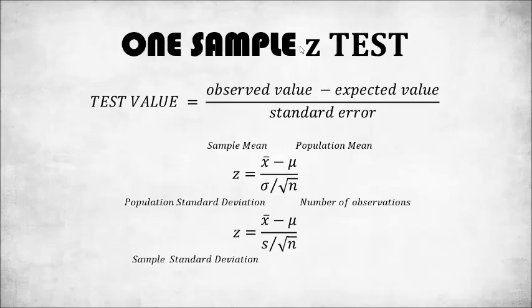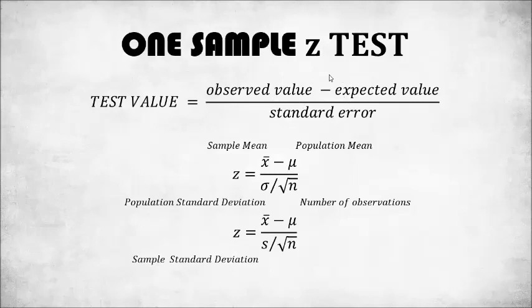And we are going to use test statistics para ma-test yung hypothesis. We have one sample z-test, one sample t-test, and proportion. So for today's session, we are going to focus on one sample z-test. So ito yung formula na gagamitin natin. As I've mentioned last time, to evaluate the sample mean, itong observed value, against the population mean, this expected value, we are going to use z-scores to determine how different the two means are.